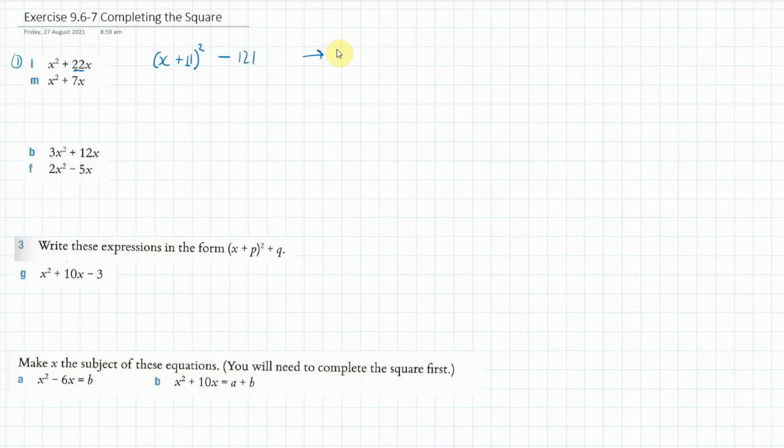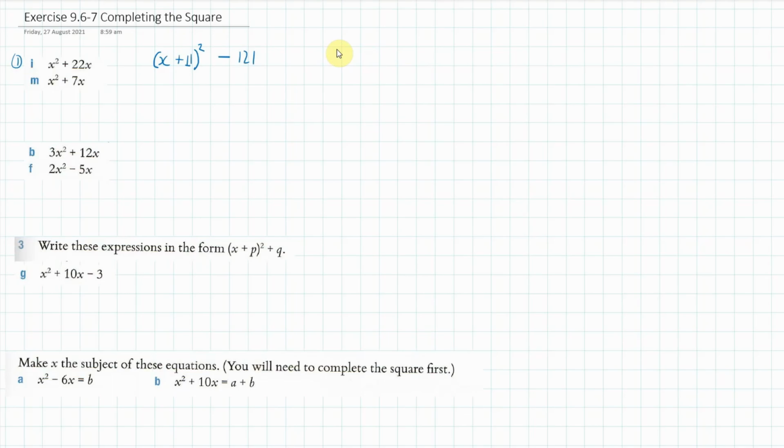Now what happens if you actually work out what that ends up being is you're going to get x squared plus 22x plus 121, and then there's that minus 121, which is equal to x squared plus 22x. So it's another way of writing the x squared plus 22x. Okay, so that's how we complete the square, and later on we'll look at why we complete the square.